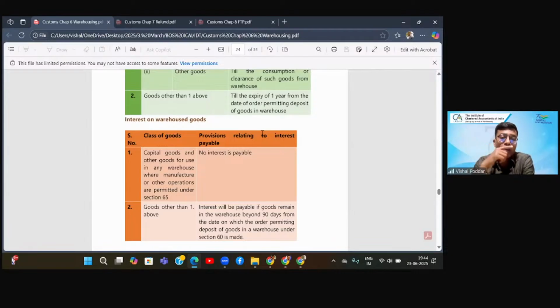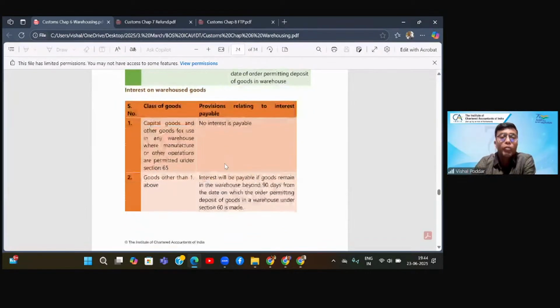Now, this interest is very interesting. What is the interesting point? Why interest? The reason is, you imported goods today. I allowed you to keep the goods in the warehouse up to 1 year, and let us say you kept it for 11 months, and you remove the goods after 11 months. So practically you are delaying the duty payment for 11 months. What the government could have got immediately today, duty, the government will get after 11 months. This is where they are giving you this interest burden, whereby you have to pay interest.